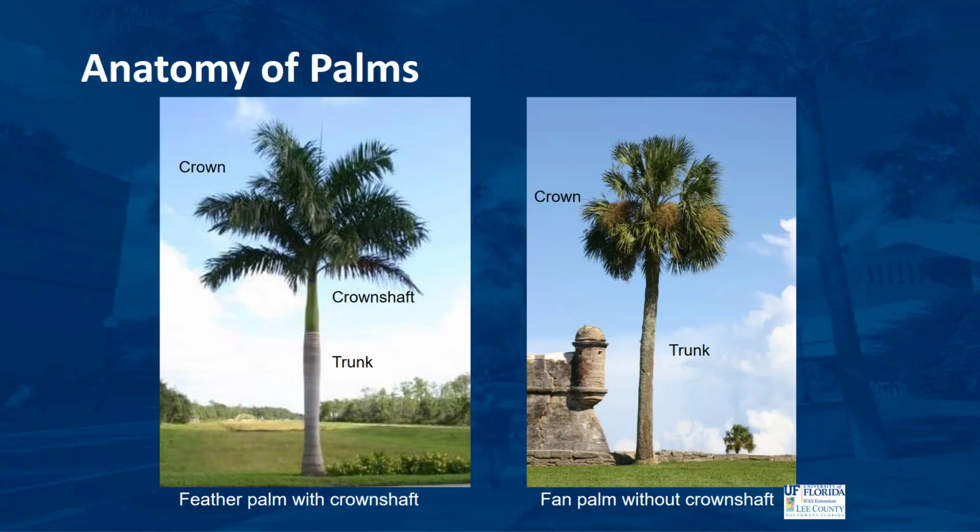Palms can be divided into those with and without crown shafts and those with feather-like and fan-like leaves. The trunk is the stem of the palm. Some palm trunks swell at the base as they develop with age. The crown shaft is a tubular or cylindrical shaft above the trunk and below the crown. It consists of the leaf bases of all the leaves that are presently on the palm. The crown is the sum of the leaves at the top of the trunk.